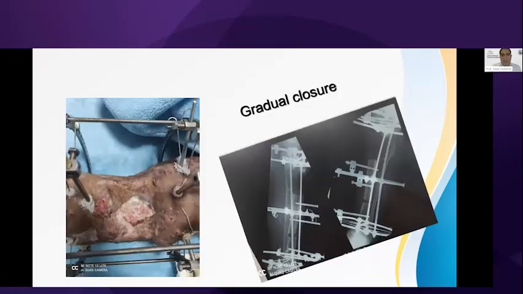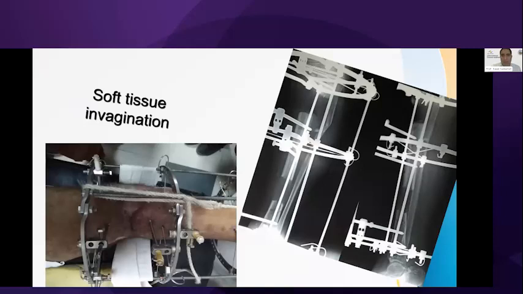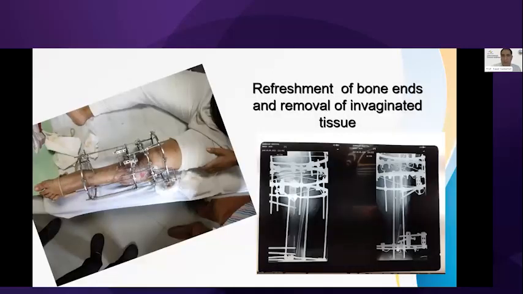This is the gap, few weeks post-operative, and this is the X-ray with the start of bone transport. Infection was subsided. With bone transport, there is a problem of soft tissue invagination. As the fracture bone ends come close to each other, there is a soft tissue invagination. We take the patient to the operating room, and we do refreshment of the bone ends and removal of invaginated soft tissue.